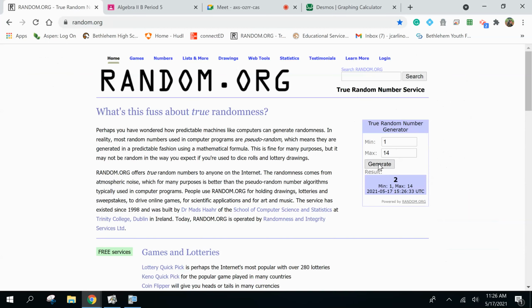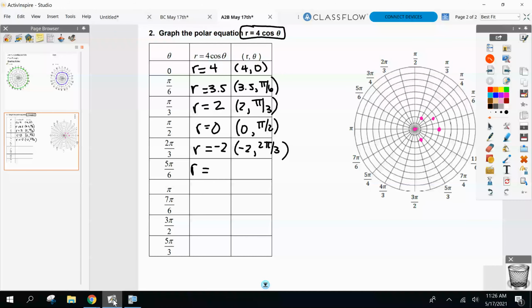Who's up? Isaiah, back to you. R value, 5 pi over 6. Negative 3.5. There you go, negative 3.5. All right, this will start happening now. Be prepared, this will start happening.